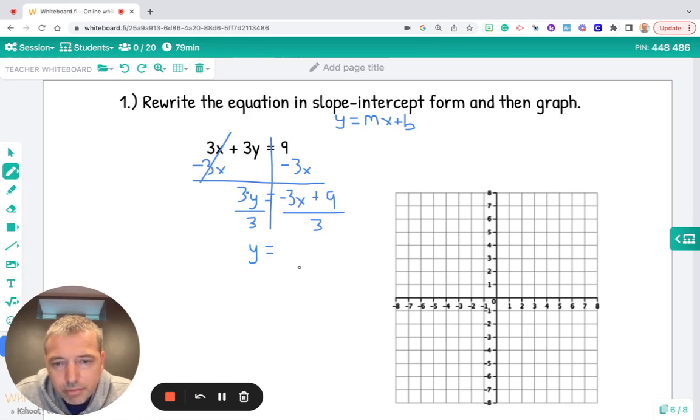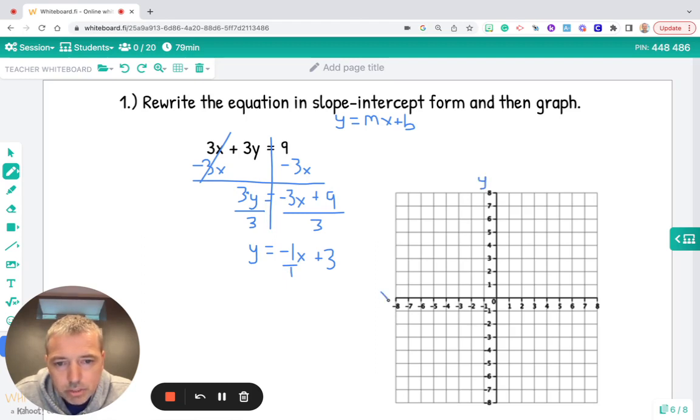Negative 3 divided by 3 is negative 1x. And 9 divided by 3, well, that's positive 3. So now you'll notice I'm in slope-intercept form, right? y equals mx plus b. I want that slope to be a fraction, so I'm going to add my 1 underneath. So this is ready to graph, right?